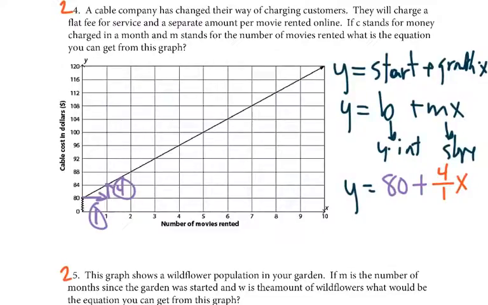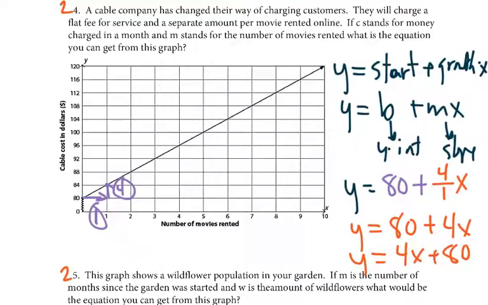Now, can we simplify that? Yeah. y equals 80 plus 4x, because that 1 really didn't do anything. Can we rearrange it? Yeah. y equals 4x plus 80. And that's what our equation would look like.